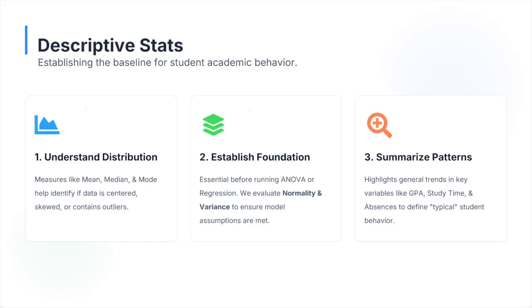Before performing ANOVA or regression, it is necessary to evaluate whether variables behave normally, show large variance, or contain any outliers. And lastly, to summarize key patterns for interpretation. Variables like GPA, student study time, and absences are essential indicators for student performance. This helps highlight general trends in data, for example, whether a student typically studies a lot or has high absent records.